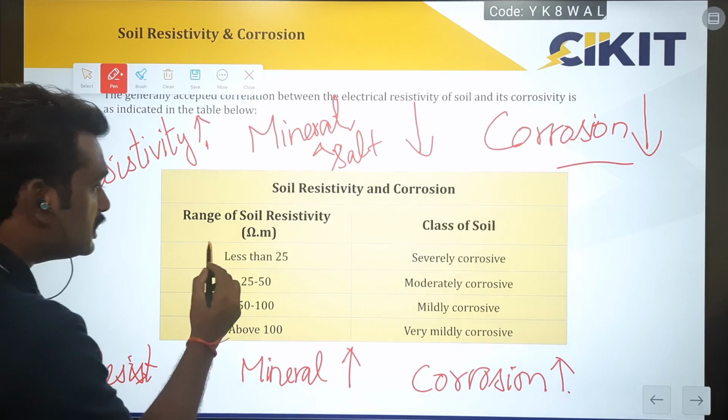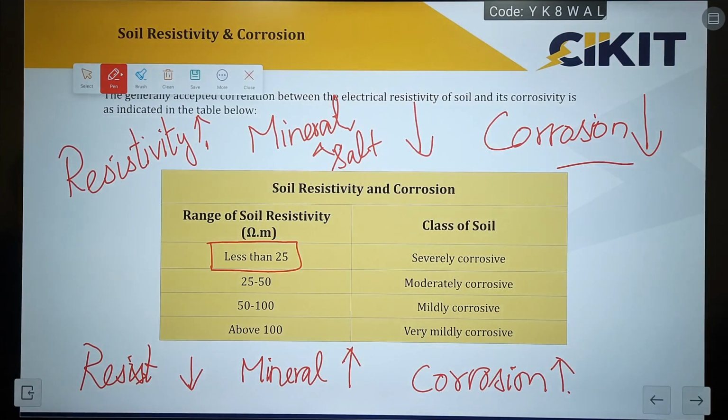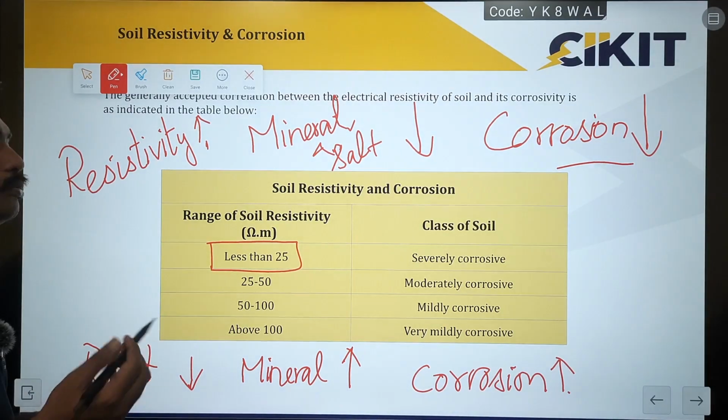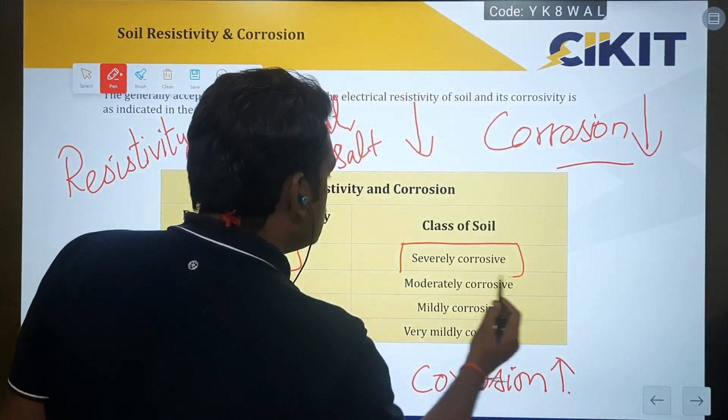So if the soil resistivity is very much lower, that is in this case less than 25 ohm meter, which means that the soil has more minerals and salts. So because of this huge composition of minerals and salts, the corrosion rate will be very much severe.